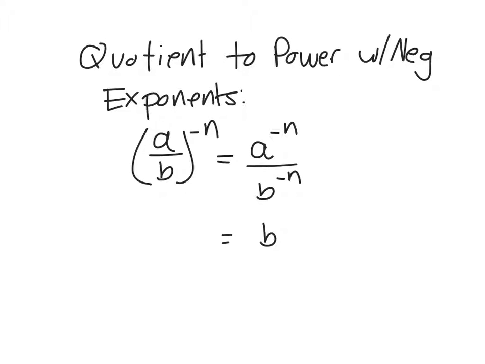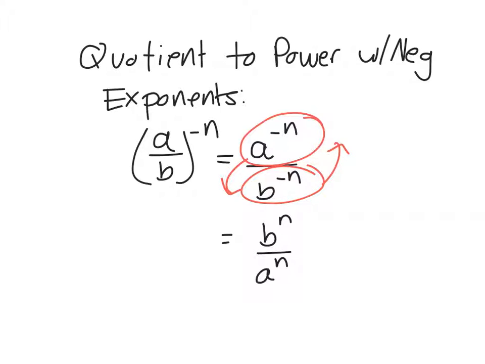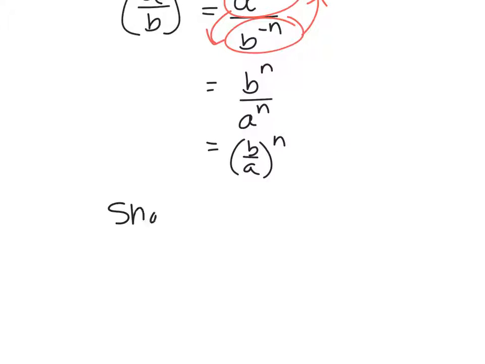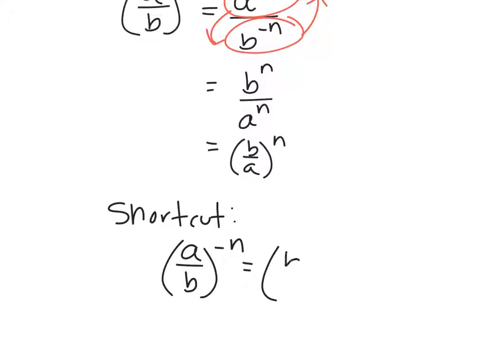Then the negative exponents just mean things are in the wrong place. So I'm going to take the b to the negative n, move it up. I'm going to take the a to the negative n, move it down. And when I move them, I change their exponents. So you could also write this as b over a to the power n. That's actually the shortcut that we want to use. The shortcut is that a over b to the negative n is b over a to the positive n. So if you've got a negative exponent, you simply flip the numerator and the denominator and change the exponent to positive.